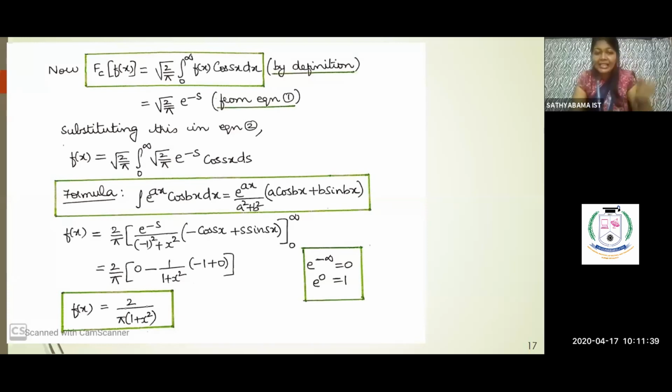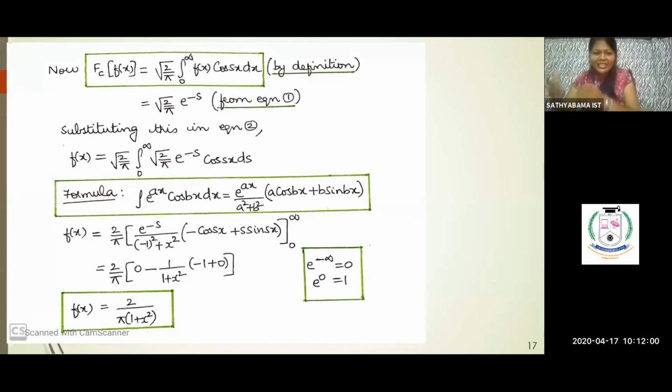A is minus 1. B is x. Because the variable for me is s. Do you understand? Instead of x, s is my variable. And instead of A, I have minus 1. Instead of B, I have x. So I've simply used the formula, replacing A by minus 1, B by x. And this is what I get between the limits 0 to infinity.